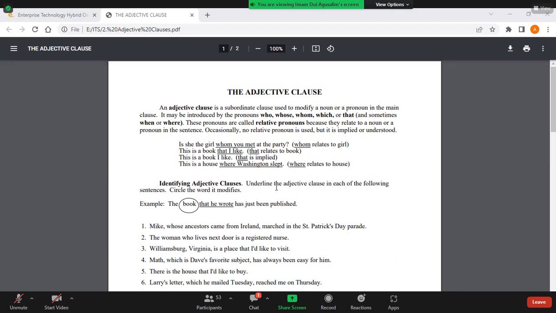Okay, the instruction here: underline the adjective clause in each of the following sentences. So you just say which is the adjective clause. For example, number one is "whose ancestors came from Ireland." This is the adjective clause. Okay, what about number two? Maybe "who lives next door." Yeah, just "who lives next door." Okay. The next one.